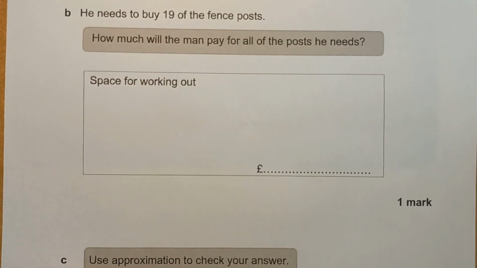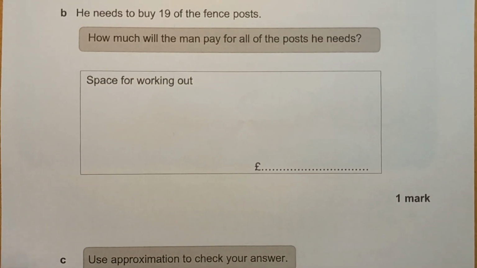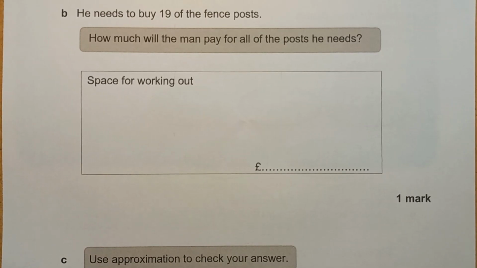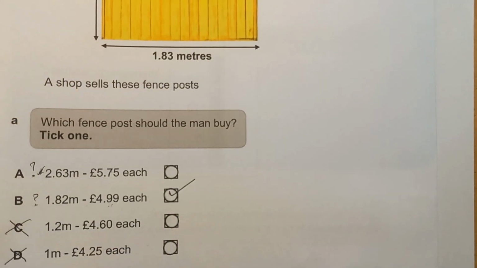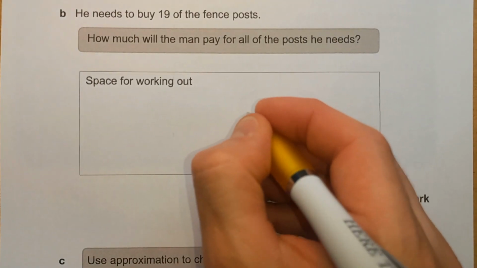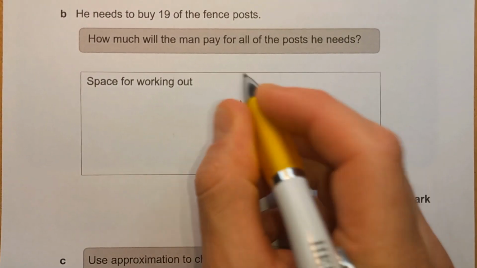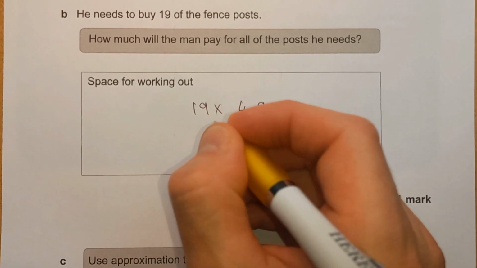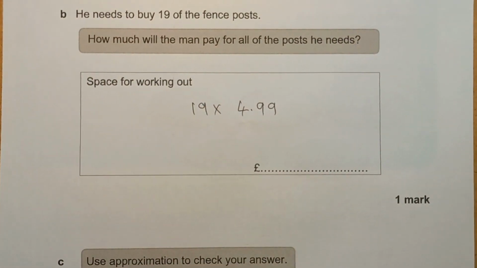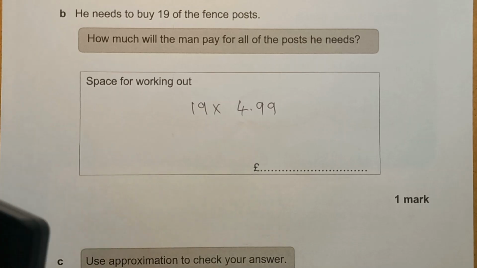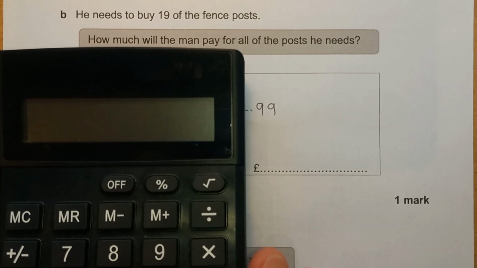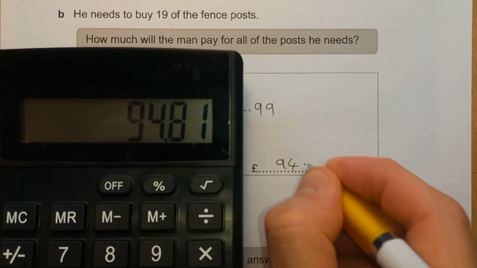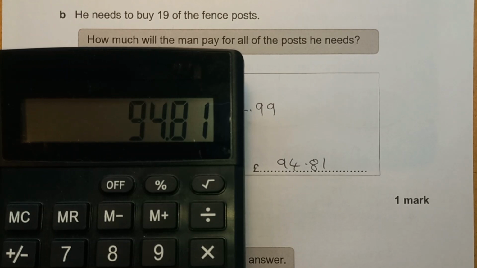We've just got a part B and part C of this question. He needs to buy 19 of the fence posts. How much will the man pay for all the posts he needs? Right, well, the ones we went with were £4.99. And he needs 19 of them. So we're going to want 19 times £4.99. So 19 times £4.99 gives us £94.81.